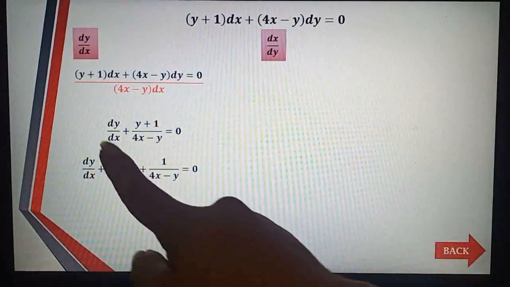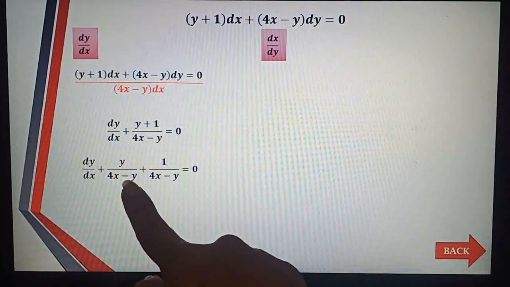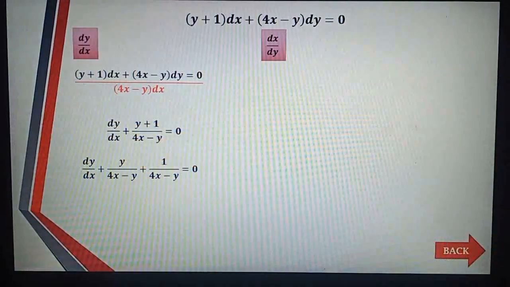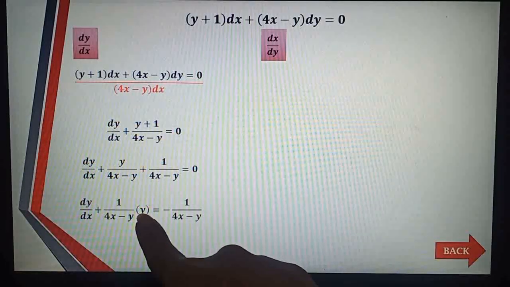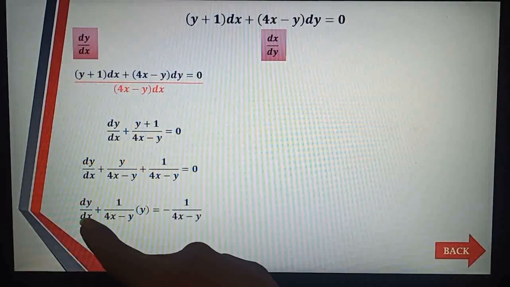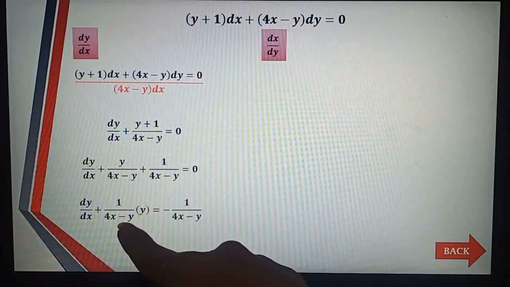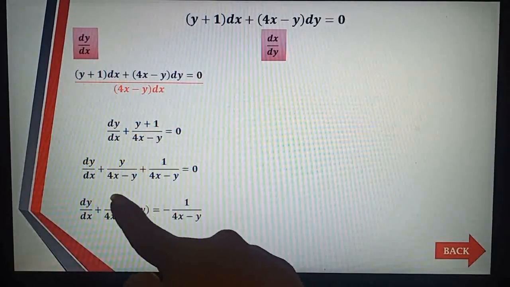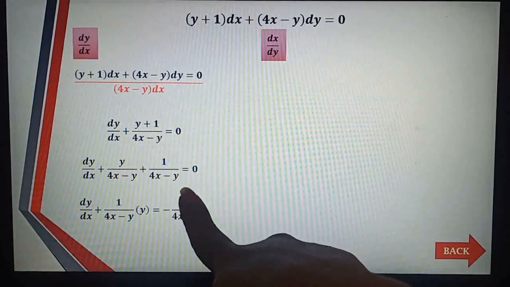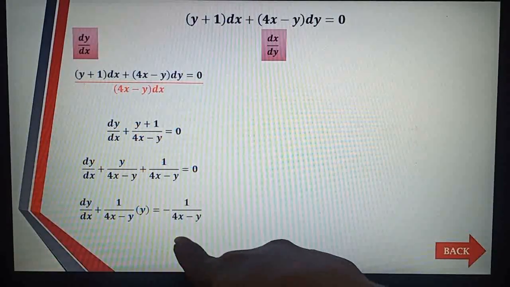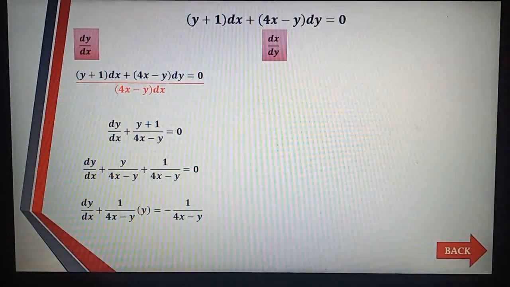Ngayon, pag pinaghiwalay natin yung numerator, you will now have dy over dx plus y over 4x minus y plus 1 over 4x minus y equated to 0. Ngayon, meron ka ngang multiplier na y since naka-dy over dx tayo. But, yung kasama ni y, dapat function of x alone. Now, this term is not considered a function of x kasi merong y dun sa loob. Pagdating naman kay q of x, dapat function of x alone din, kaya lang meron ka ding y dun sa loob. Let's try to use dx over dy.